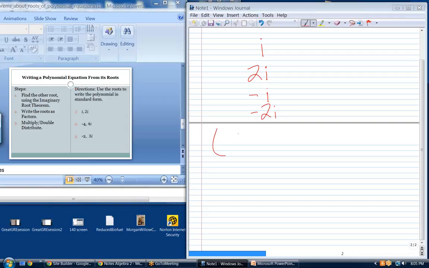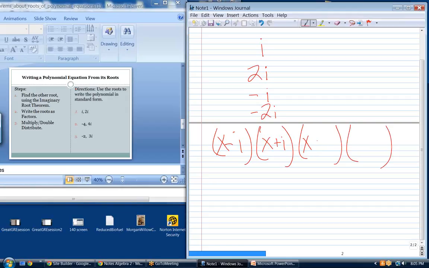x minus i, x plus i, and then x minus 2i, x plus 2i. Okay. Now what we're going to find out when we multiply these together is that the i's disappear, and we'll come up with a polynomial that does not have any i's in it. So what are we going to get when we multiply those two together? x squared plus or minus 1.